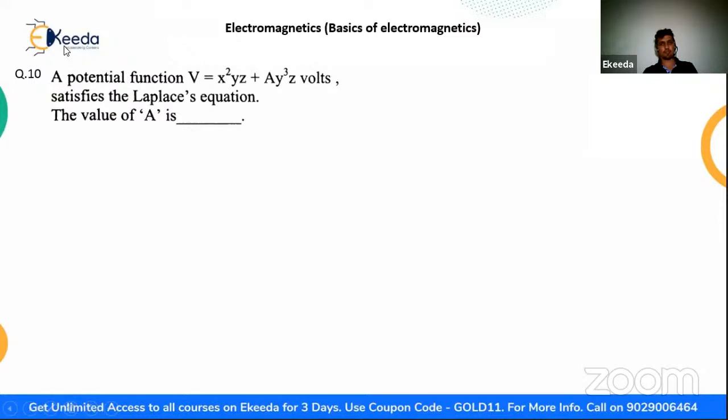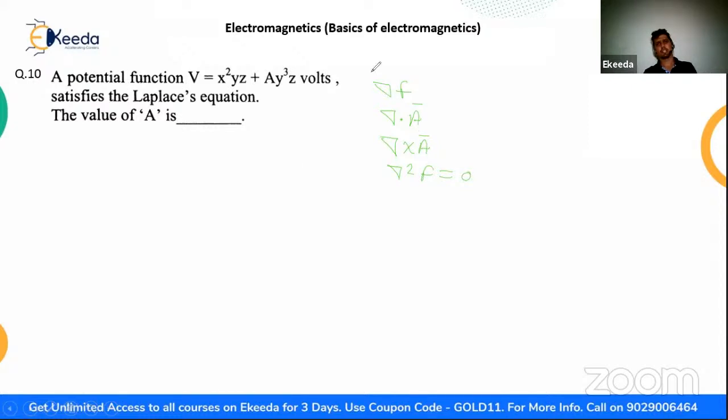This is again the same. Most of the questions are based on those 3-4 equations. The basics of electromagnetics, all the questions are based on these: del f gradient, del dot A divergence, del cross A curl, and del square A Laplace. So again, this question is already the same.